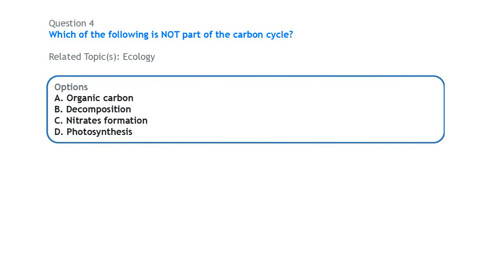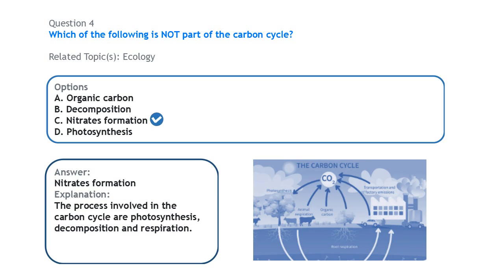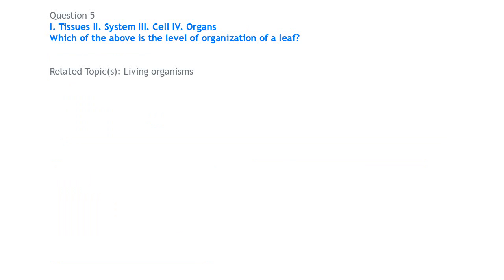Next question in ecology. Which of the following is not part of the carbon cycle? Nitrate formation is a part of the nitrogen cycle and not a part of the carbon cycle. So the major processes that are involved in carbon cycles are photosynthesis, decomposition, and respiration. We also have deposition as well, which results from decomposition usually.